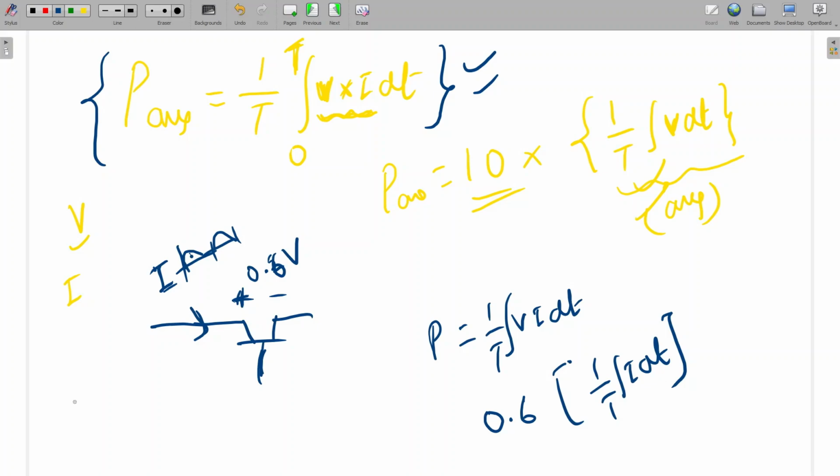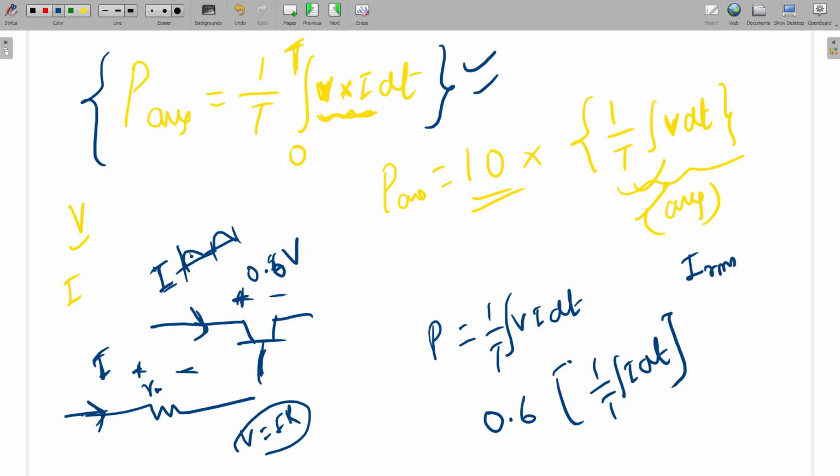In the case of resistance, let's say some internal resistance is there and current is flowing through it. Here the voltage will also be variable across the resistance, varying according to the current. So V is equal to I into R, which is not constant. So when the resistance of the device is given, the loss is I RMS square into R. And for the device drop, the loss is VD into I average. Is it clear?